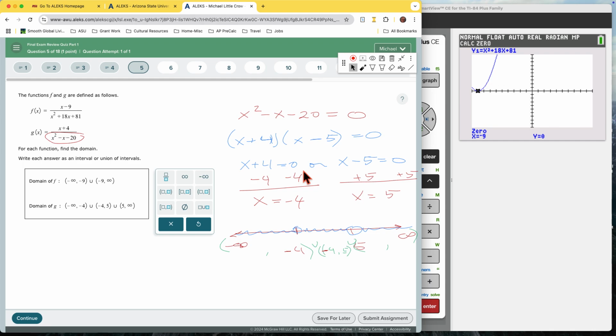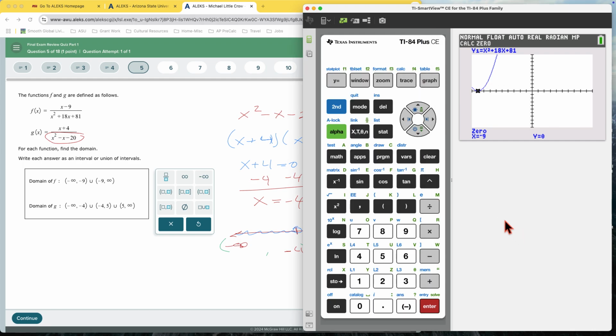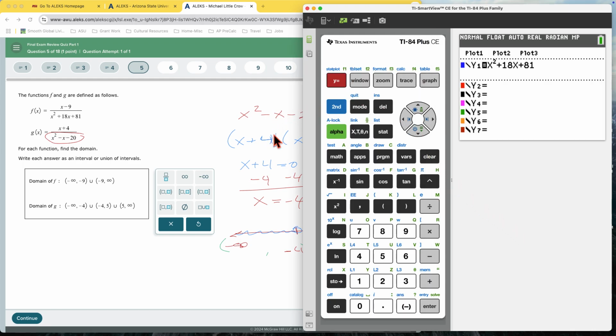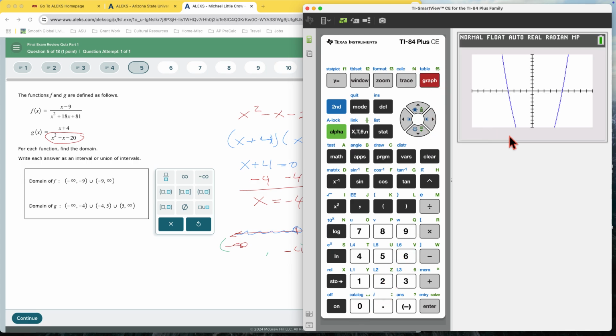Oh, I guess I could show you, maybe you're already done, but I'll show you graphically just to clear it up again. We could graph y equals x squared minus x minus 20. And when we graph that, we see it crossing at negative 4 and positive 5. You could go through the tools to find the actual x-intercepts.